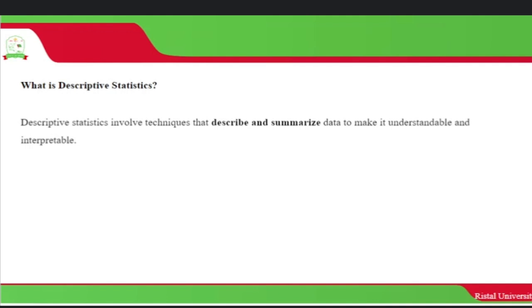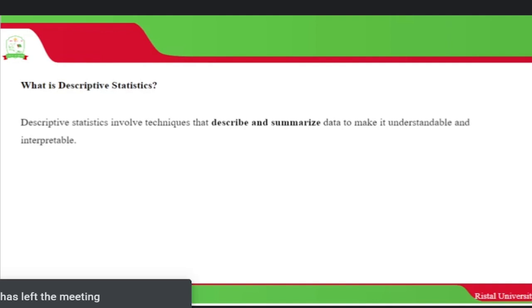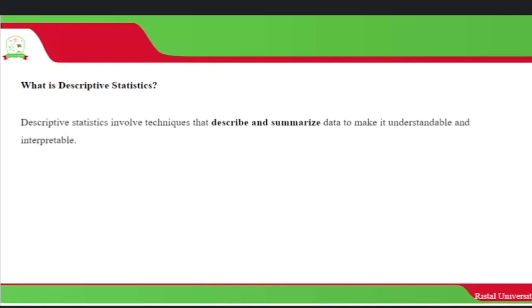Descriptive statistics are majorly techniques that involve describing and then summarizing the data, just to make it understandable and interpretable. But they do not allow us to draw any conclusion about the entire population from which we've taken the sample that we are studying. They are just giving us a brief summary or a description of our data.